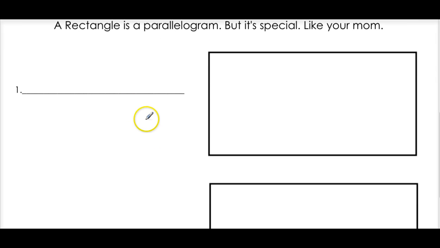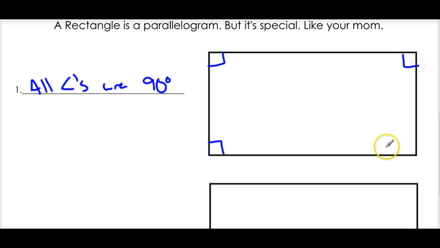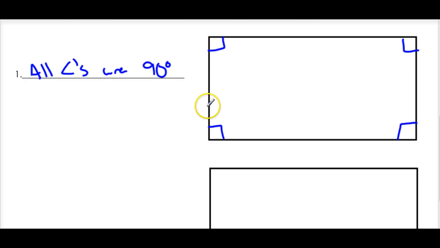Anyway, a rectangle has 2 special traits that really make it special. The first one, and this you might remember, is that all angles are 90 degrees. So in a rectangle, it's a parallelogram, so it has all the properties of a parallelogram, but it also has to have 90-degree angles for all its corners. Got it? So that's the number 1 thing that makes a rectangle a rectangle.